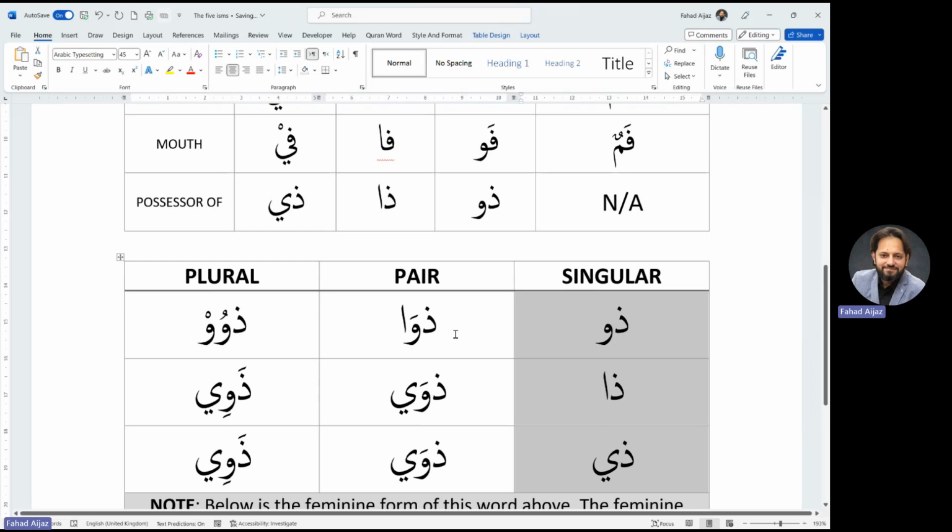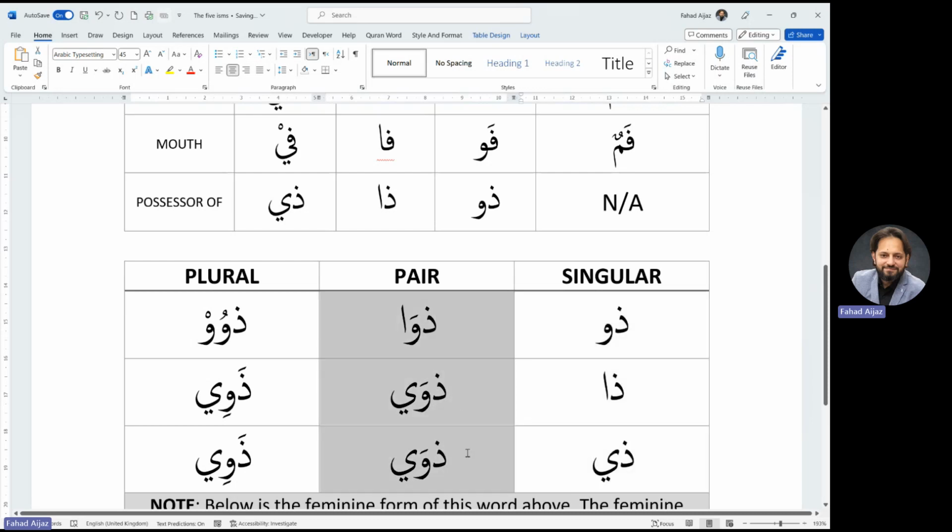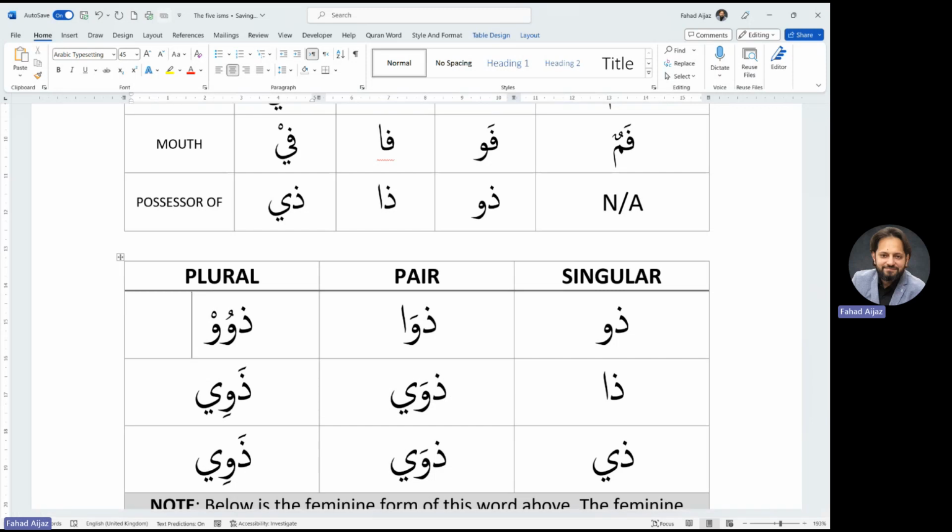So zu, za, zi, zawa, zawai, zawai. Now comes the plural part. In the plural part, you have zu, and then you have the una ending. So you put the una, like waw and noon and fatha. It becomes zuna, which is a bit too stretched for Arabs. So what they do is they just remove the noon, so it's zu in the lighter form.